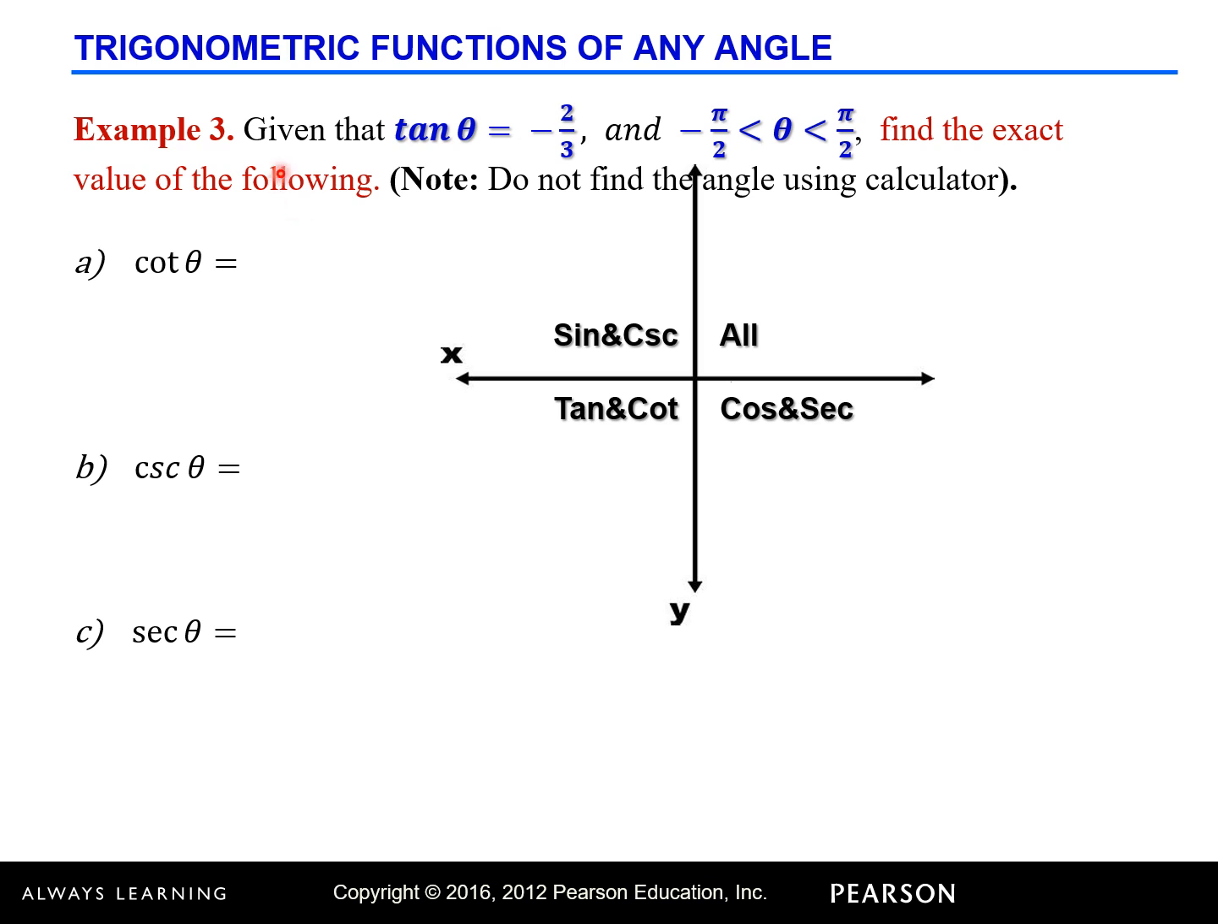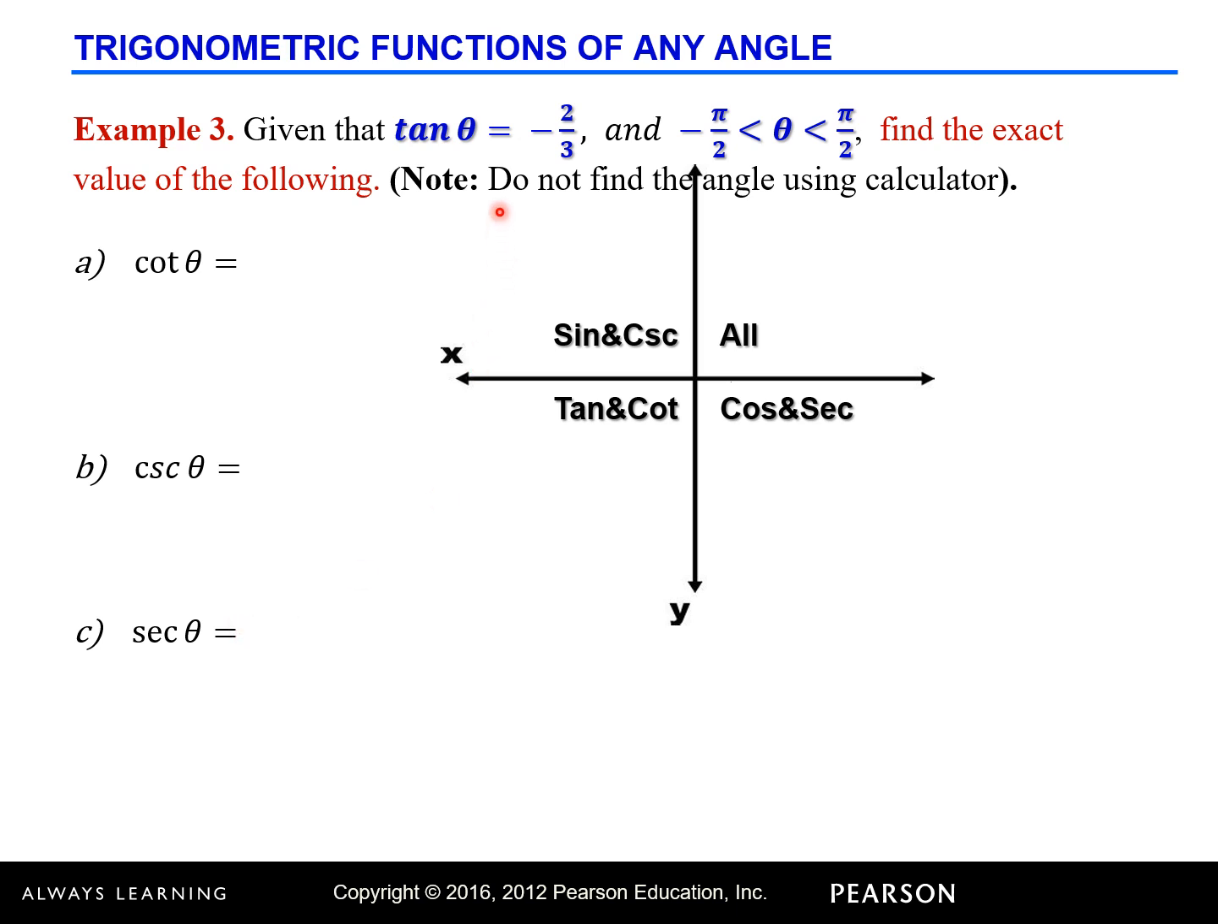Now, in this next example, we have the given tangent theta equal to negative 2/3, and theta is between negative pi over 2 and pi over 2. Then we have to find the exact value of the following trigonometric functions.